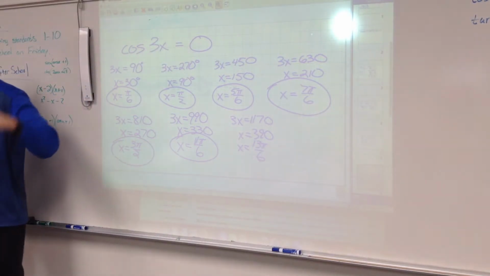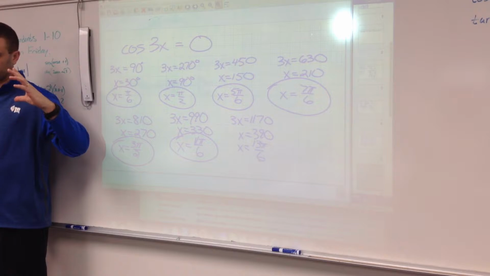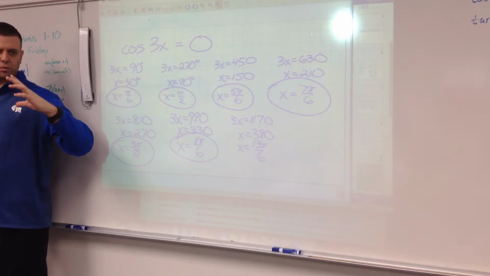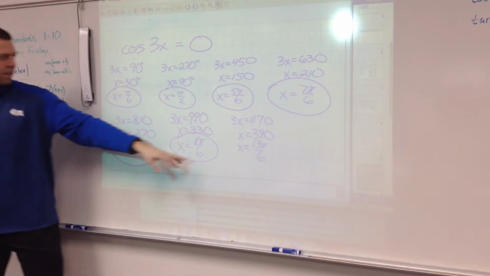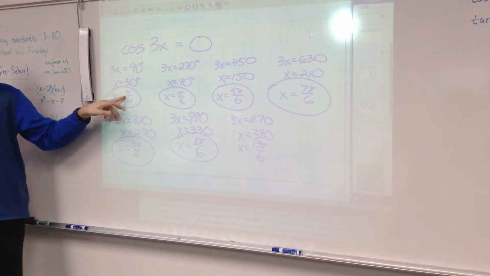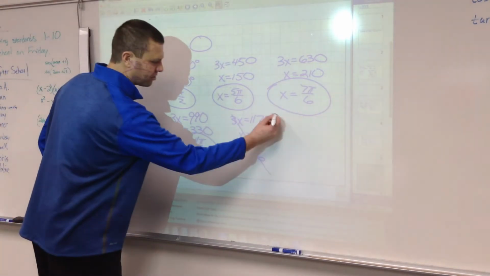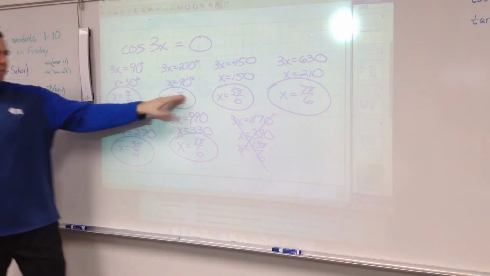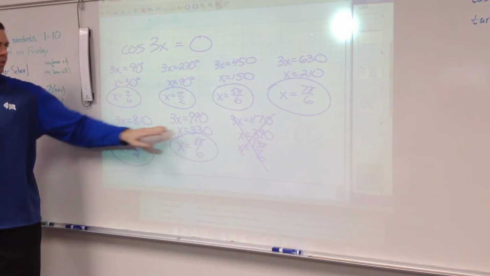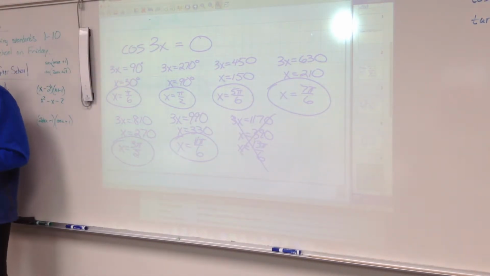But guess what? That's outside of my range that I wanted my answers, remember? I only wanted answers between 0 and 2 pi. And isn't 13 pi over 6 exactly the same as pi over 6? So I don't need to include that answer. I have found every single possible answer that's between 0 and 2 pi.